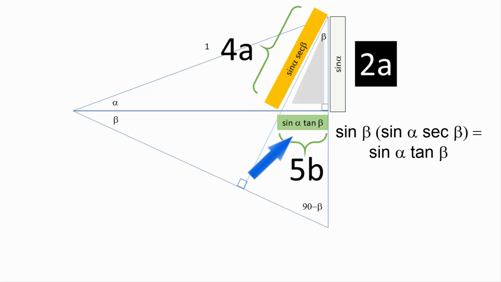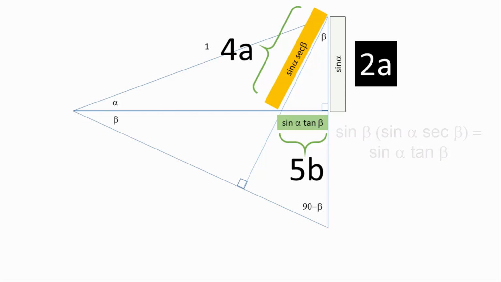So given that fact, we can see that the side opposite angle beta would have a value of sine alpha times tangent beta, because multiplying sine of beta times secant of beta is the same as dividing sine of beta by cosine of beta, which of course is just tangent.